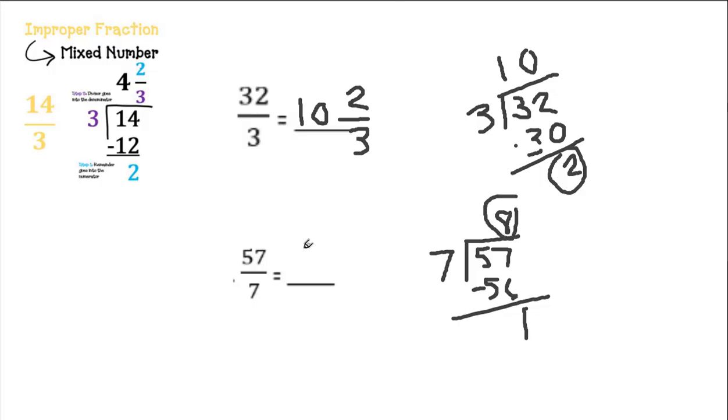I took a whole number out. My denominator stays the same. So that takes care of this number, 7. And my remainder goes here. This is your remainder. That goes at the top of the fraction, 8 1/7.